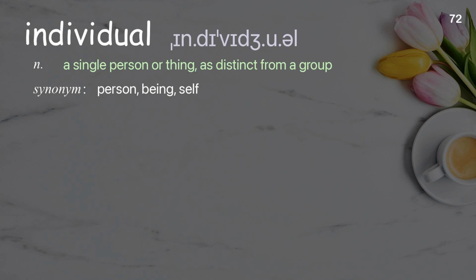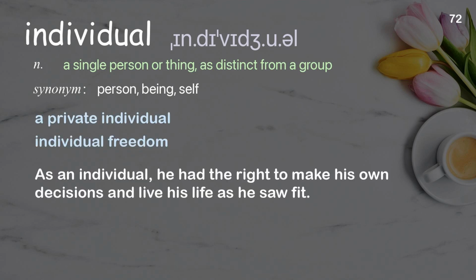Individual: a single person or thing, as distinct from a group. Examples: a private individual. Individual freedom. As an individual, he had the right to make his own decisions and live his life as he saw fit.